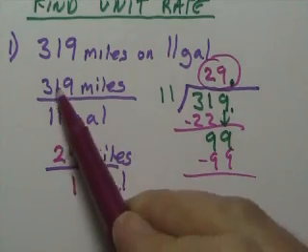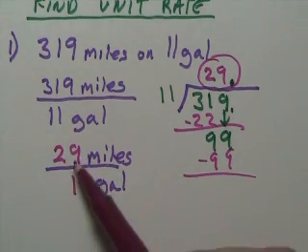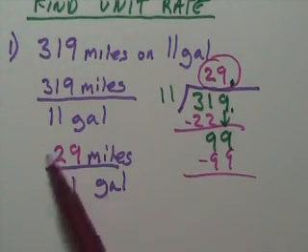Okay, so 11 goes into 319 29 times. 11 goes into 11 once. So it's 29 over 1. That's why it's per 1 gallon. So this is the unit rate.